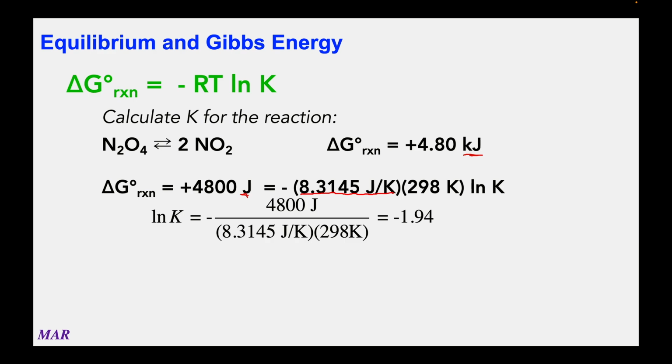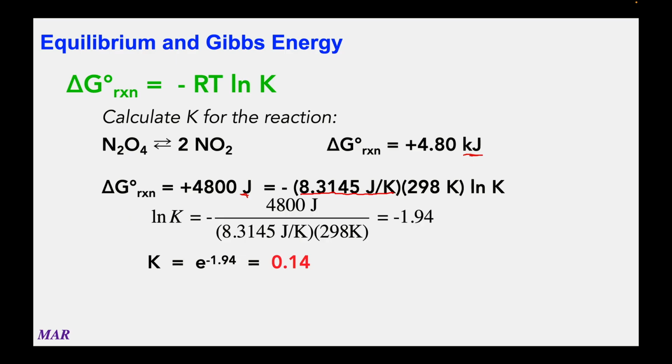So anyway, delta G, positive 4,800 joules, equals 8.3145 times the Kelvin temperature, 298 Kelvin, times the natural log of K. So we'll solve here for natural log of K. That equals minus 1.94. If you anti-log it, which means take e to the x, so e to the minus 1.94, the equilibrium constant here is calculated to be 0.14.